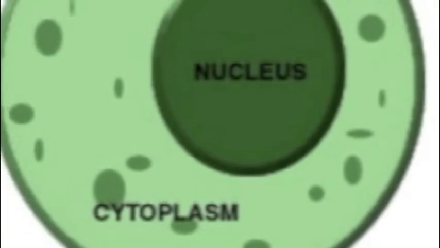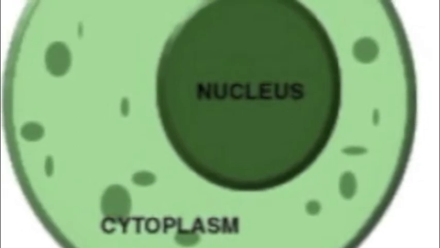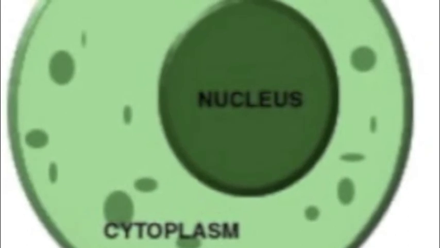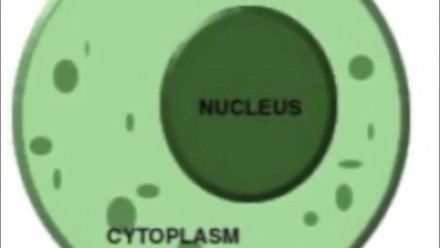Moving on to the cytoplasm. Cytoplasm in the animal cell is the substance between the cell membrane and the nucleus. It keeps all the other organelles in place so they don't move around too much and get hurt. It's kind of like jello. It allows movement, but not too much. In the plant cell, it's the same thing.